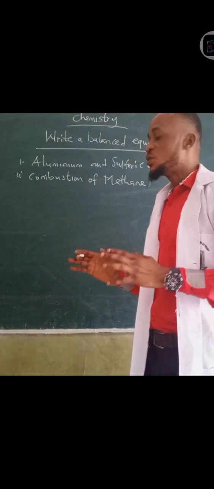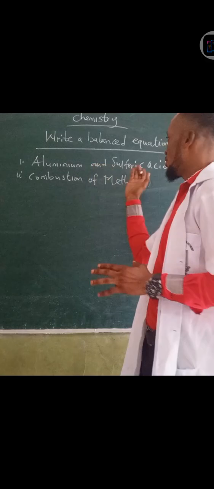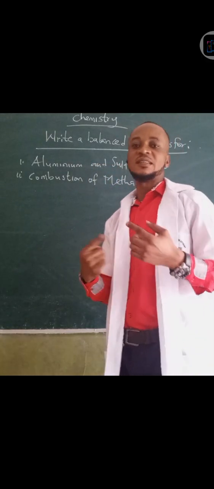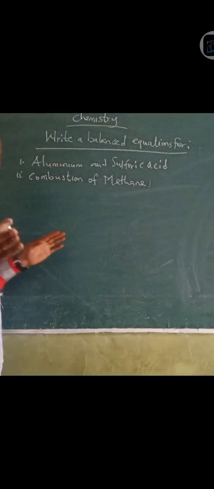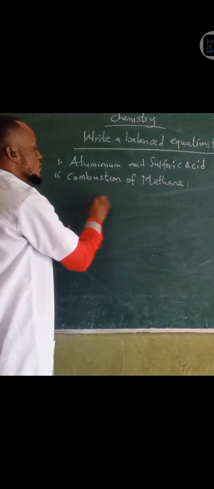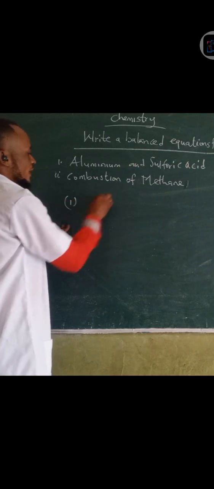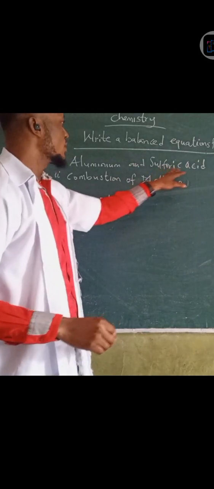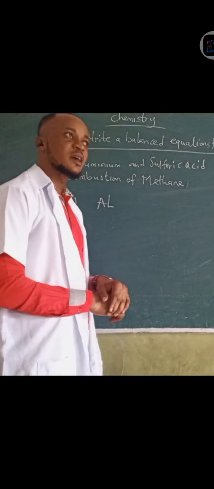Please, I want you to know that to write this equation here, we need to understand the way cations and anions react. Remember, this is aluminium. And what is the symbol for aluminium? Aluminium is Al. Okay? Now, what is the chemical formula for sulfuric acid?